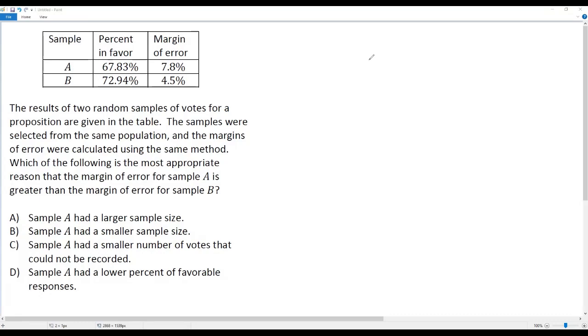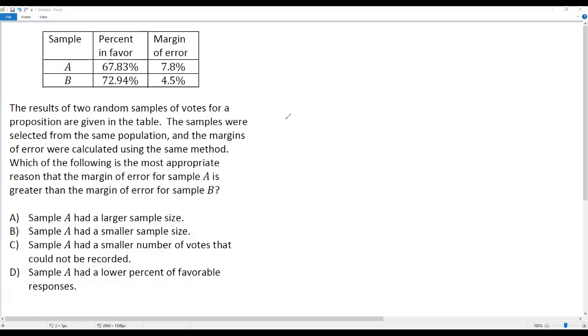Here we have a SAT math problem. Okay, let's go to the question. The results of two random samples of votes for a proportion are given in the table. The samples were selected from the same population and the margins of error were calculated using the same method. Which of the following is the most appropriate reason that the margin of error for sample A is greater than the margin of error for sample B?